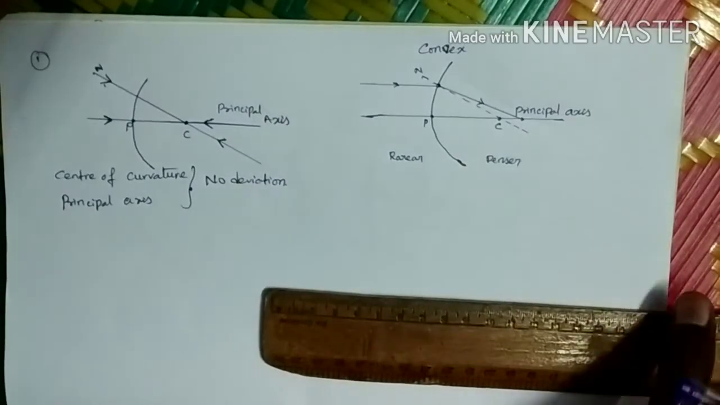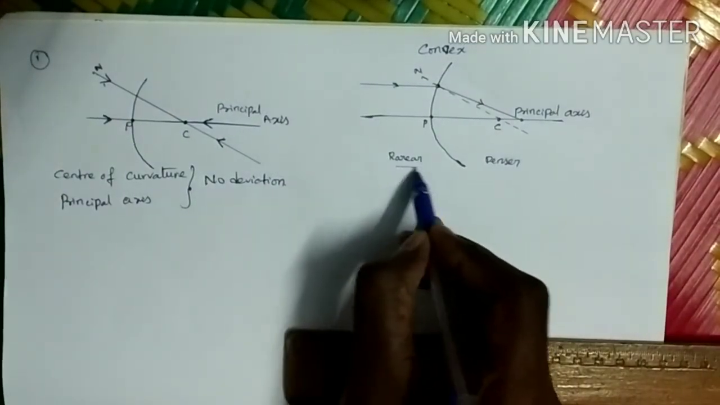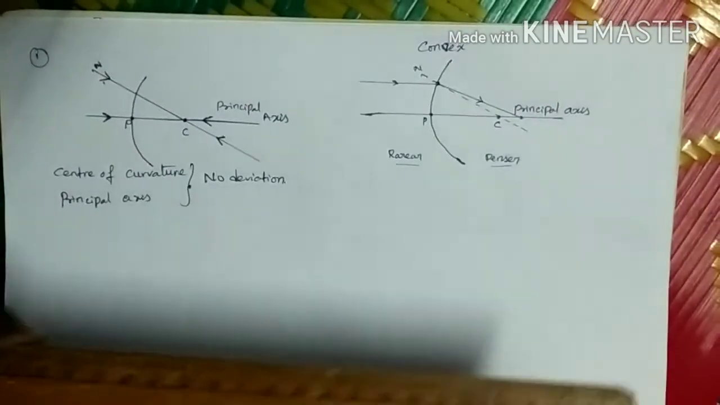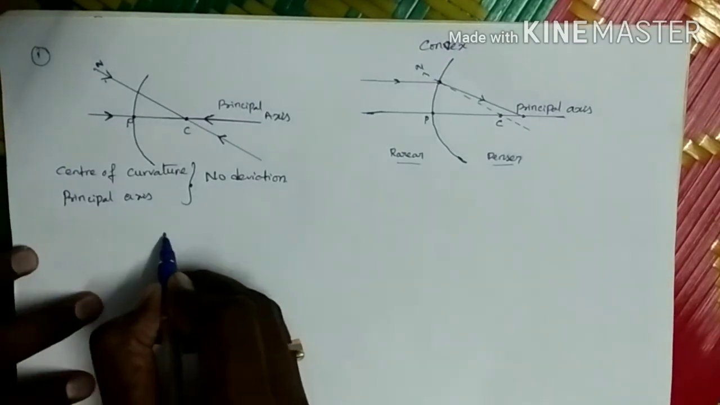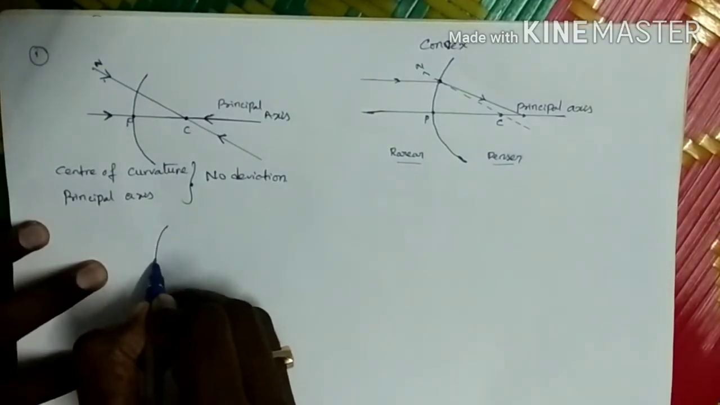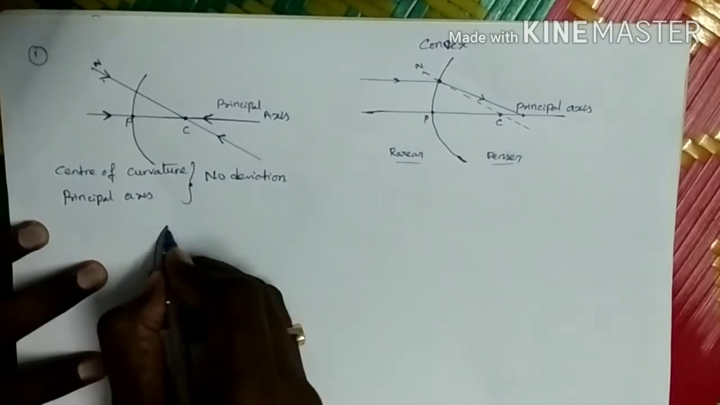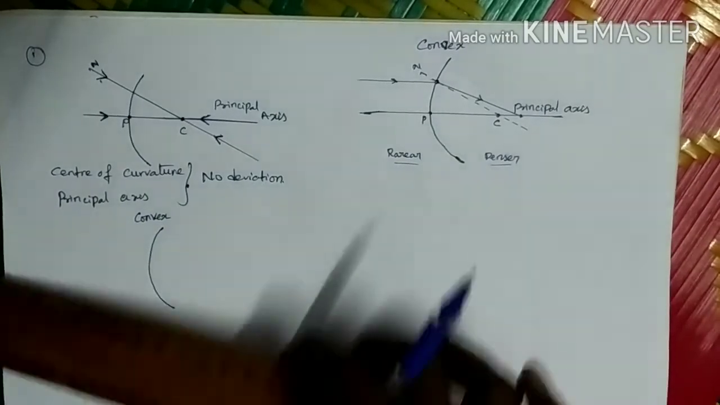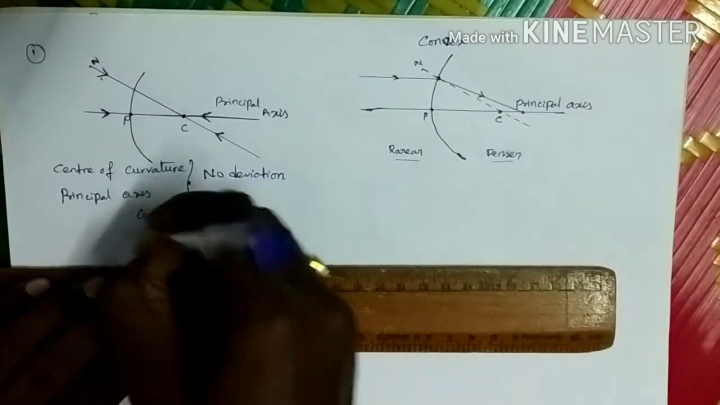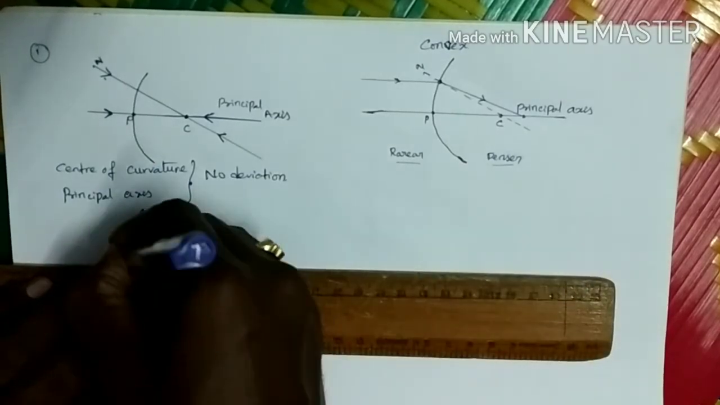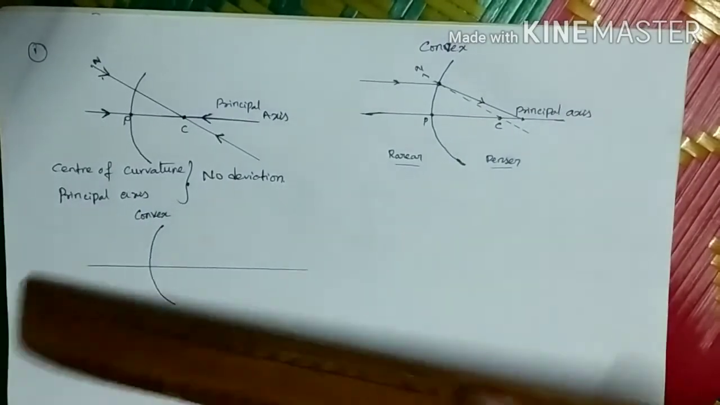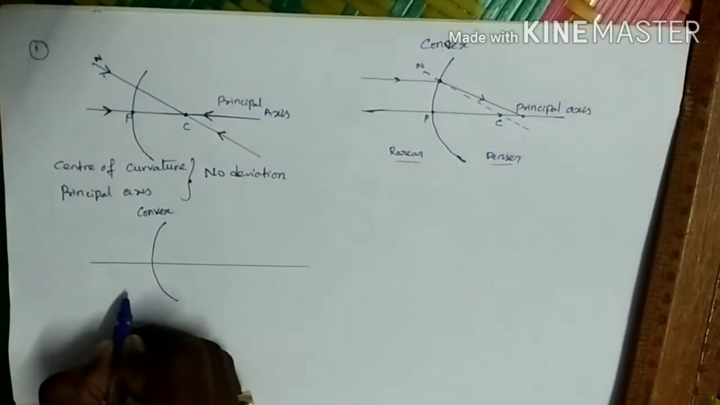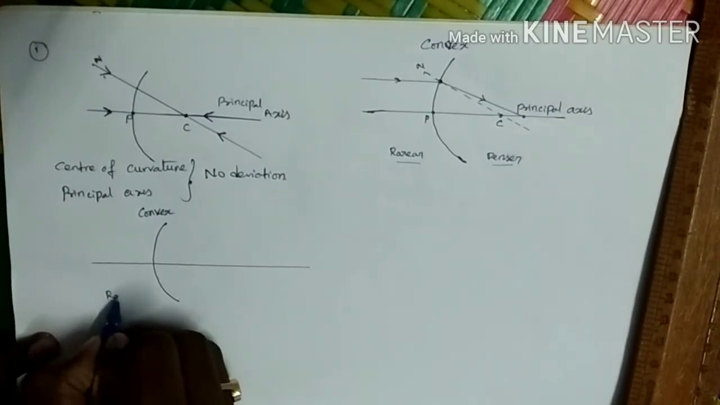Here I am sending the light from rarer medium to the denser medium. Now let us see what happens when the light travels from denser medium to the rarer medium. Here I am considering the same convex curved surface, and I am drawing one principal axis here. Here I am considering this as a rarer medium.